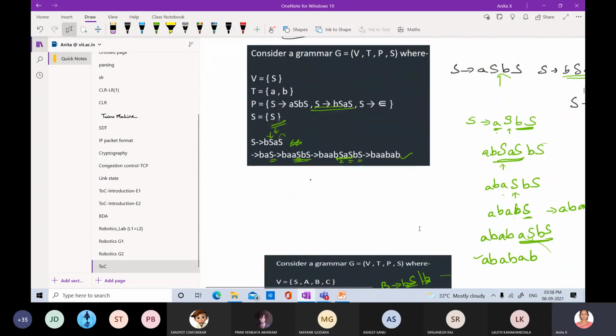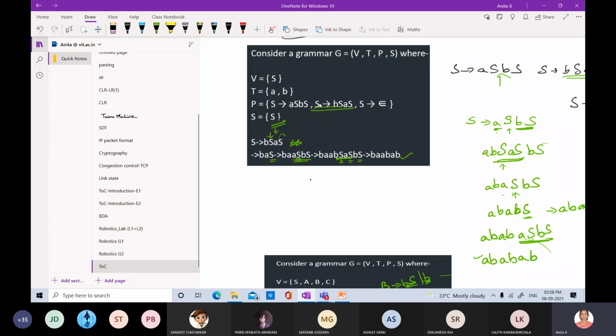Grammars we discussed, right? So here, yes, this is a grammar. These are the four tuples for representing a grammar. That is the set of non-terminals, set of terminals, set of productions, and the start symbol. Okay, start symbol.